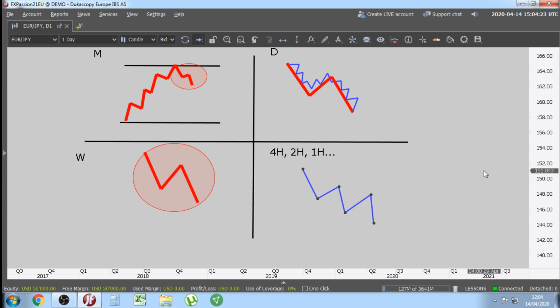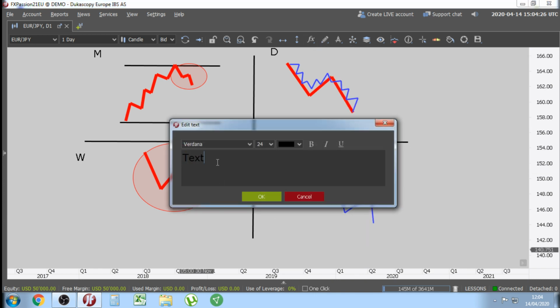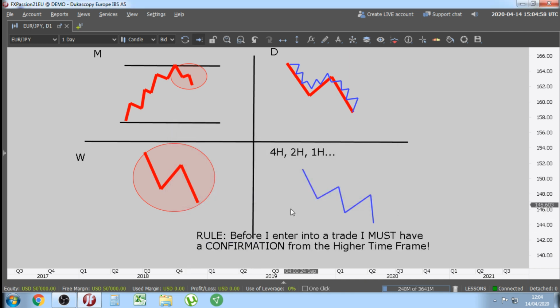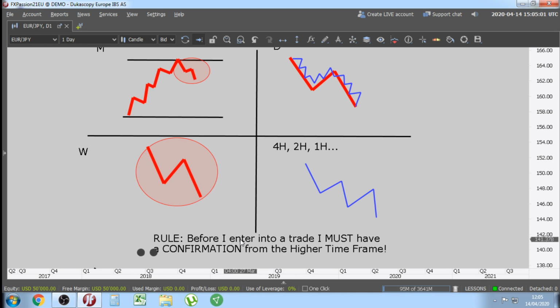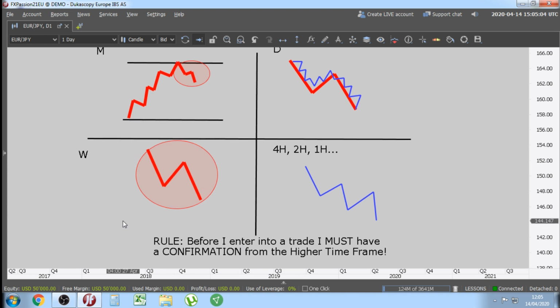So this is a rule, everybody. A rule. Oh, Passion, one more rule. Yes, one more rule. This is for the beginner trader. Before I enter into a trade, I must have a confirmation from the higher time frame. And this is a rule, everybody. It's a non-negotiable rule. Before I enter into a trade, I must have a confirmation from the higher time frame.